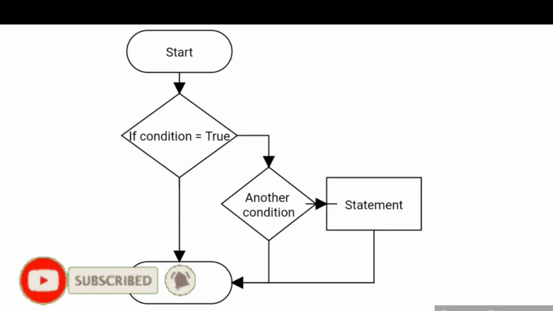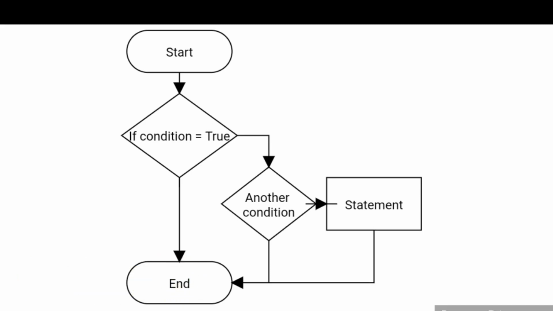This is a flowchart of nested if statement. If the first condition is equal to true, then it will do another condition which is nested inside the main condition. That's simple. Now let us understand the syntax of these conditional statements.